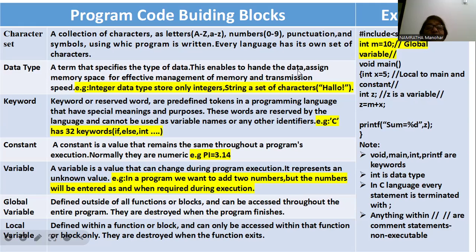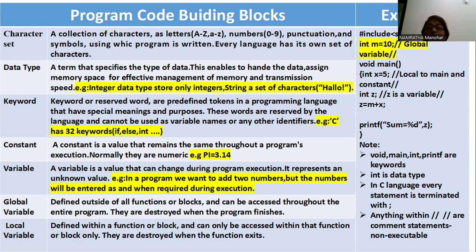Now, data type, a term that specifies the type of data. This enables us to handle the data and assign memory space for effective management of memory and transmission speed. Here you are seeing the data type as int. Int means I have taken a variable called x or a constant called x. Here I am assigning the value 5. So that 5 is an integer.